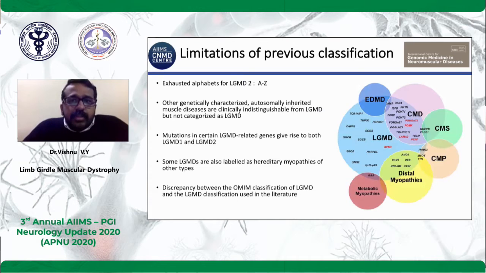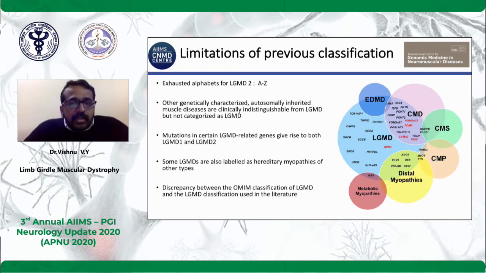So what is the problem with the previous classification? Even though there are other problems listed here, all these others could have been sorted out. But the major problem was that we ran out of alphabets. We went up to Z. The next time, OMIM would have to classify it as 2AA, and nobody wanted to do that. Then there was another problem, with multiple diseases having the same thing in both autosomal dominant and recessive forms. Some conditions are entirely different, like myofibrillar myopathies being classified into LGMD. So a lot of issues were there.